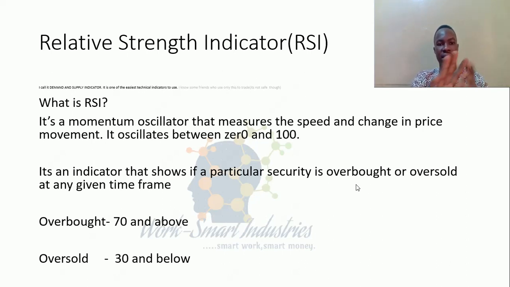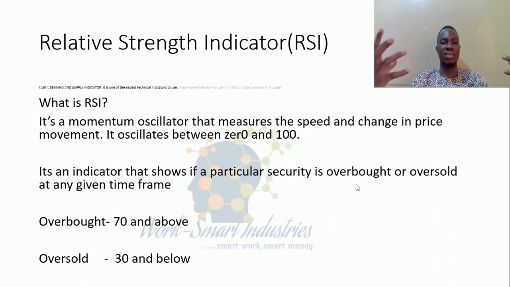We'll talk about the relative strength indicator briefly. This is one of my best technical indicators. I call it the demand and supply indicator. It's one of the easiest technical indicators to use. What is RSI? It's a momentum oscillator that measures the speed and change in price movement. It oscillates between 0 and 100. It's an indicator that shows if a particular security is overbought or oversold at any given time frame.